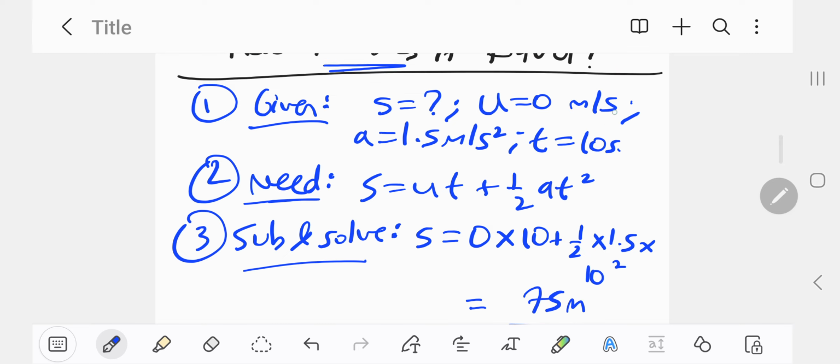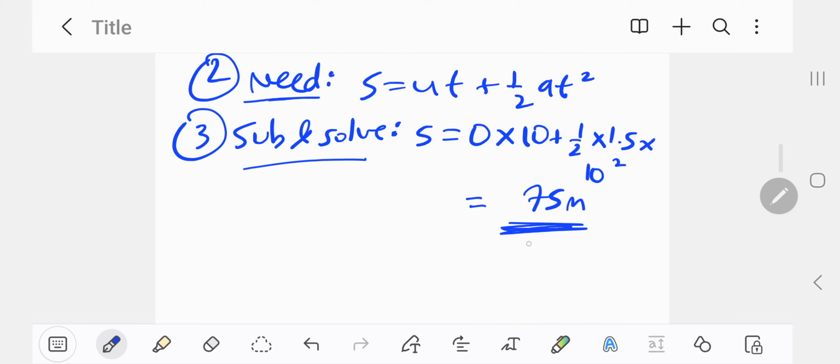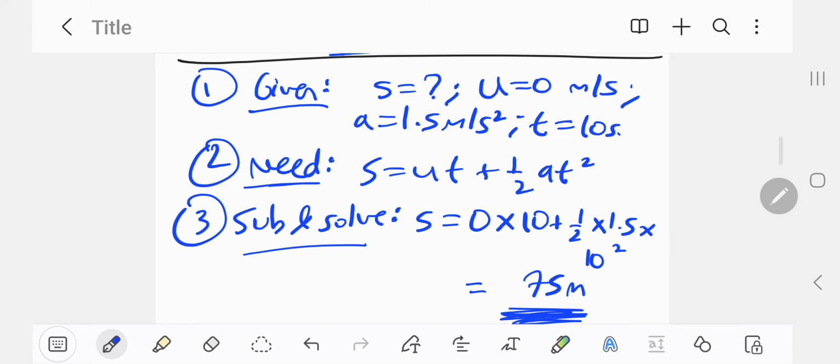Why is it meters? Because we're using velocity in meters per second. It has to be meters. So I need to check there. And that is your displacement. It travels 75 meters.